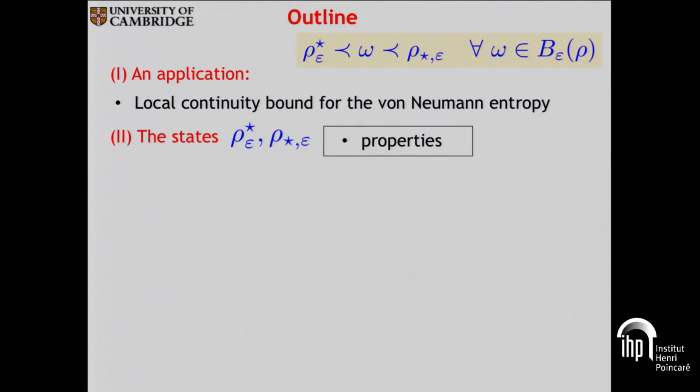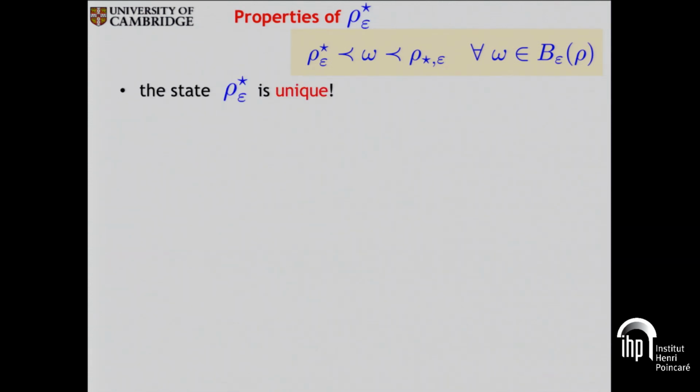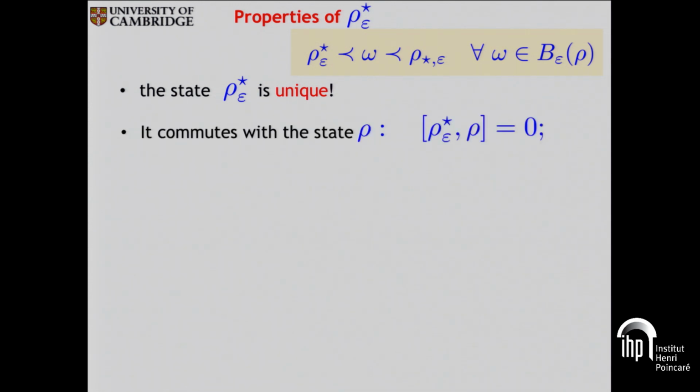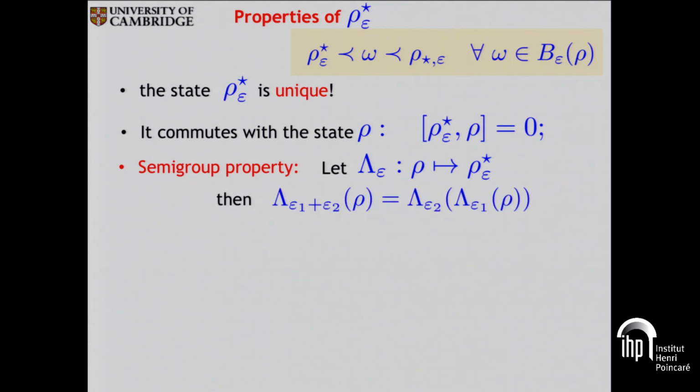Let's start talking about the states, and let's first state some very interesting properties of rho upper star epsilon. Firstly, we see that this is a unique state. It's a unique state in this majorization ordering, and therefore a unique maximum entropy state in this ball. Also, it can be easily shown that it commutes with the state rho, and it satisfies an interesting semi-group property. If lambda epsilon is the map which takes rho to this rho upper star epsilon, then such a relation holds. So here epsilon 1 plus epsilon 2 both take positive values, and their sum is less than 1. And we use this property later on to prove a uniform continuity bound.